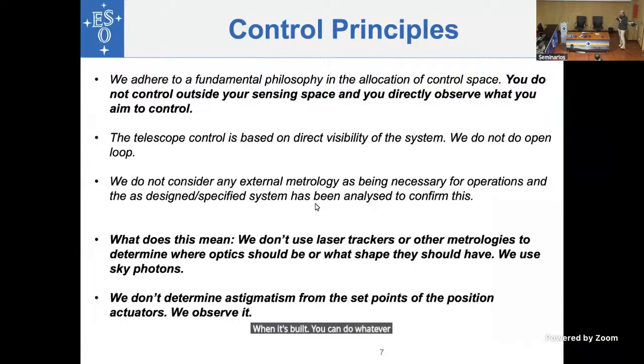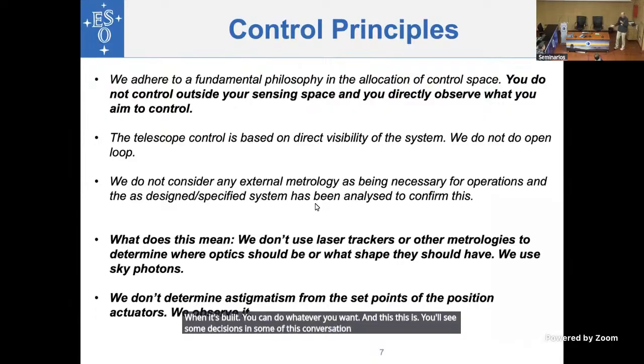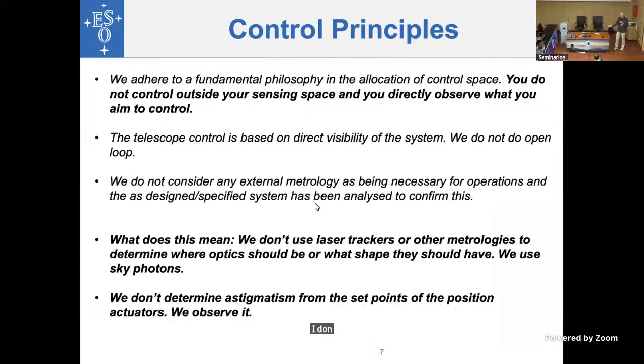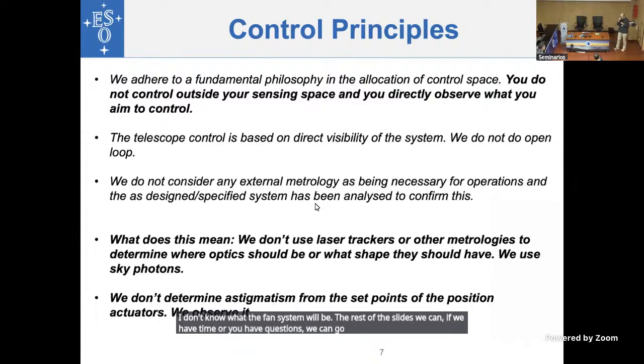You'll see some decisions in the conversation we'll be having here. Why do you do this? You could do this, you could do that, you could do the other. I don't know what the final system will be. The rest of the slides, if we have time or you have questions, we can go through. I think Michael should present things that are actual engineering as opposed to philosophy.